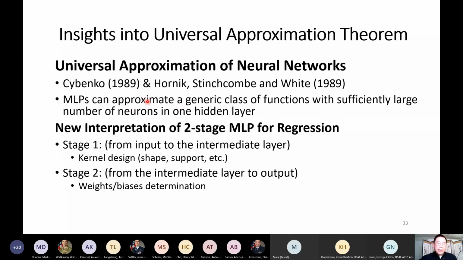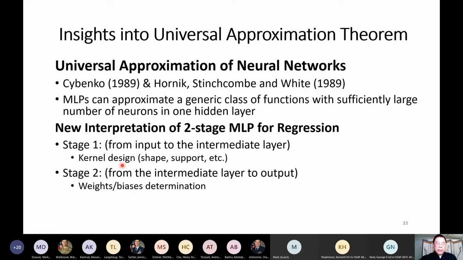Again, it's an approximation issue, right? We try to approximate a generic class of functions. The way I look at this regression problem is that I only need two stages: one input, one output, and one intermediate layer. The first stage, from input to the intermediate layer, is mostly about kernel design, about how to design the kernels. The second stage is, once you are given the kernel, you find the weight and the bias of that kernel. So this is the two stages.